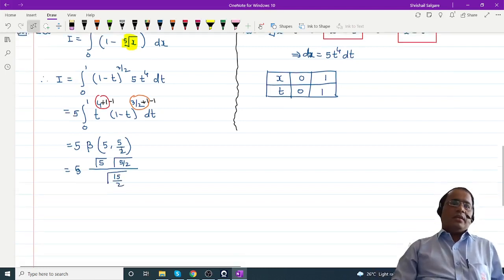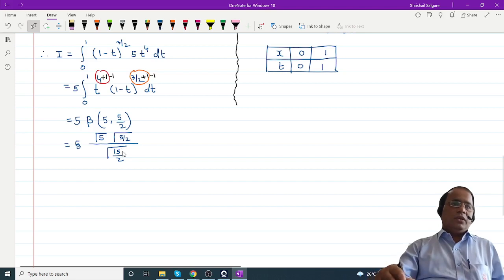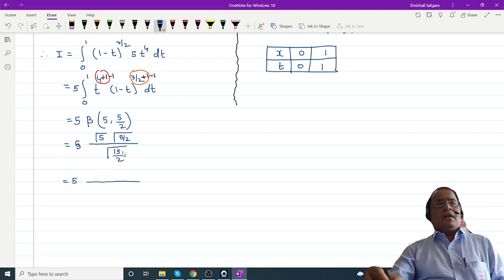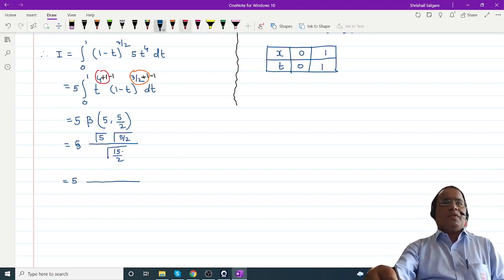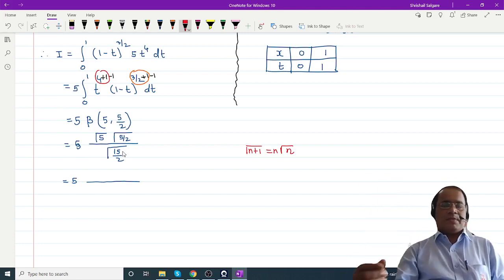Now see, what I will do, first I will simplify the denominator because that is the bigger gamma. And what happens, this property, which one? Gamma of n plus 1 is equal to n gamma n. So that property I am applying successively. Successively means continuously I am applying. That part I have explained in the first example.